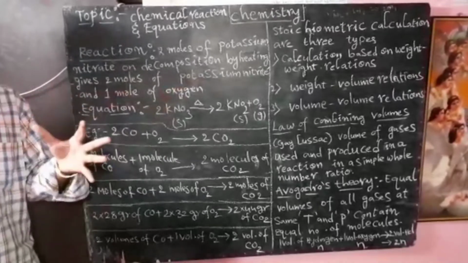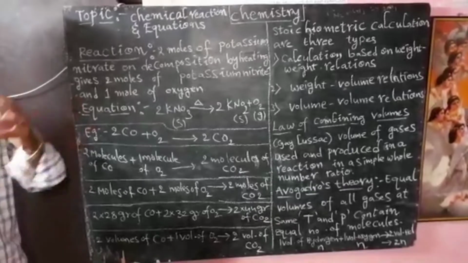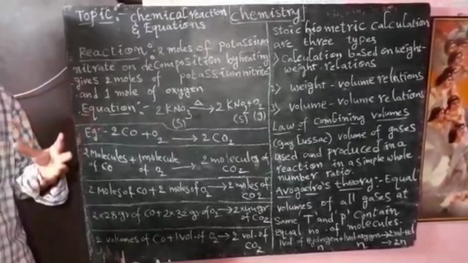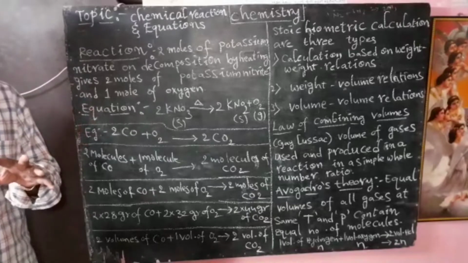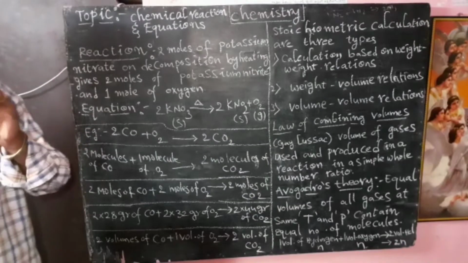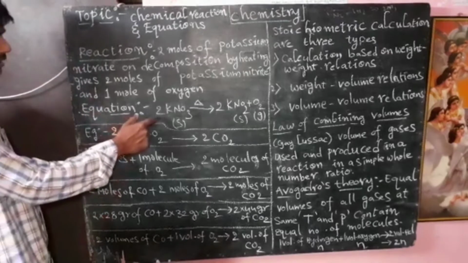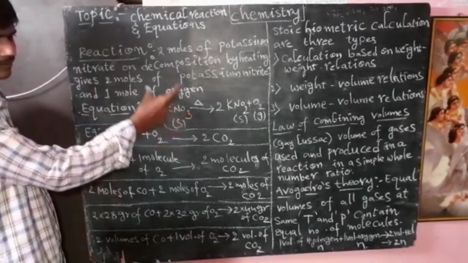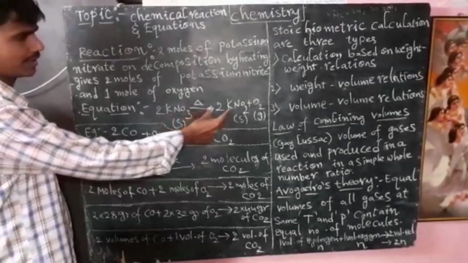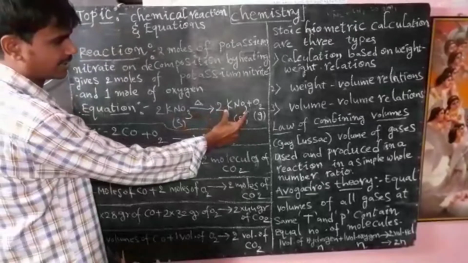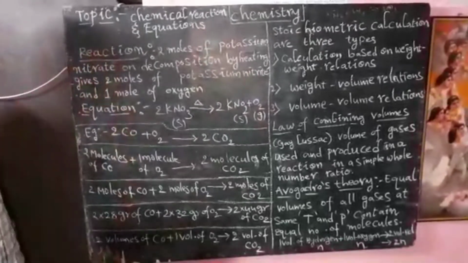So whatever chemical reaction takes place, in a chemical reaction we are explaining with words, whereas a chemical equation is simply a shorthand notation of a chemical reaction. Here there is a formula for potassium nitrate. So KNO3 on decomposition by heating decomposes into potassium nitrite and oxygen. So this is about reaction and equation.